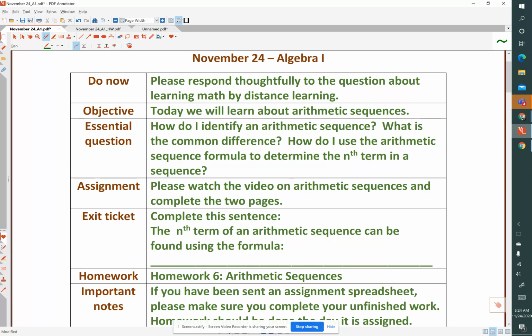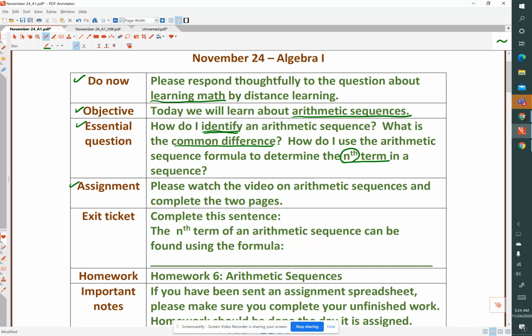So we'll start with our do now. And we're asking you to respond thoughtfully to a question about what it's like to distance learn math. It sure is something new for you this year. Our objective will be to learn about arithmetic sequences. And our essential question will ask how we can identify an arithmetic sequence, what is the common difference, and how can I use an arithmetic sequence to determine the nth term in a sequence? And we'll find out what that means.